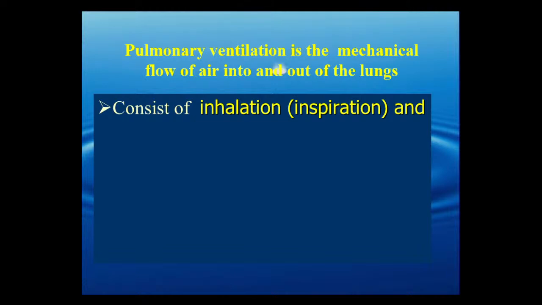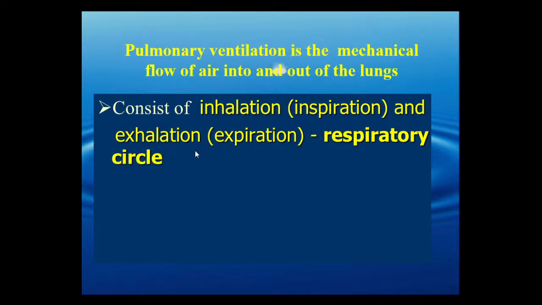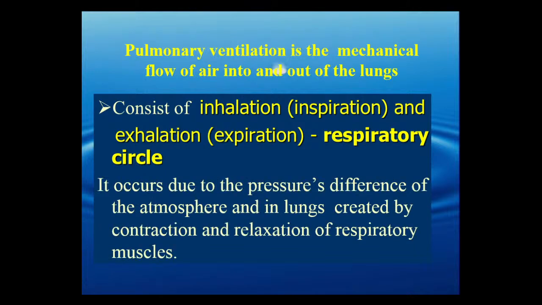This movement of air into the lungs and outside we name one cardiac respiratory circle, which consists of two processes: inhalation or inspiration, and exhalation or expiration. Both these processes give us a respiratory circle. It occurs due to the pressure difference between the atmosphere and the lungs. And this difference is created by contraction and relaxation of respiratory muscles.